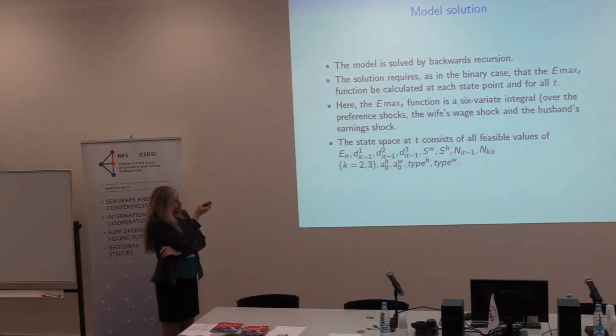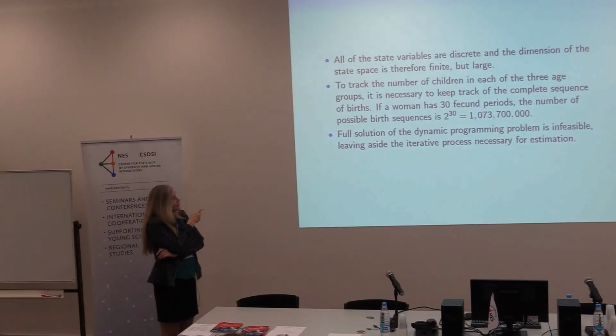And it's a 6-variate integral over the preference box. Okay, it is discrete, but the dimension is large. So that's why you might want to do some approximation method. I guess you have to, given this, right? It's the number of possible birth sequences. It's huge.